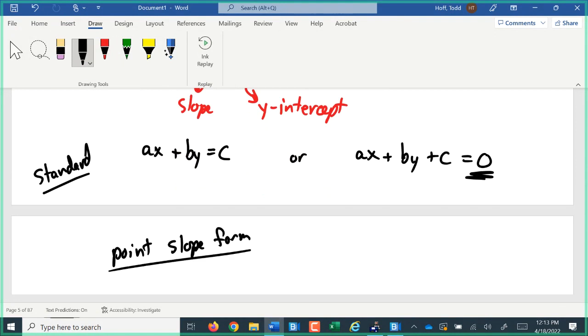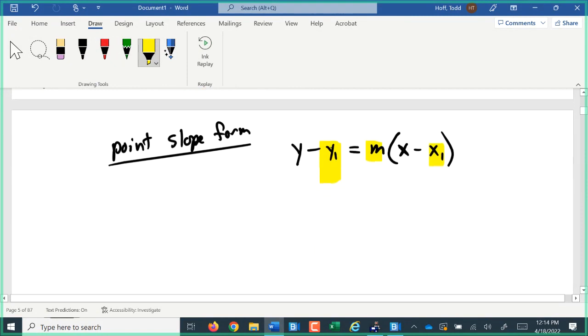In point slope form of the equation, it's y minus, we're going to label it y1, which is a y-coordinate of a point, equals our slope times x minus, we're going to call it x1, which is an x-coordinate of a point. That is a line that has a slope of m and goes to the point x1, y1. We'll look at that a little bit more.